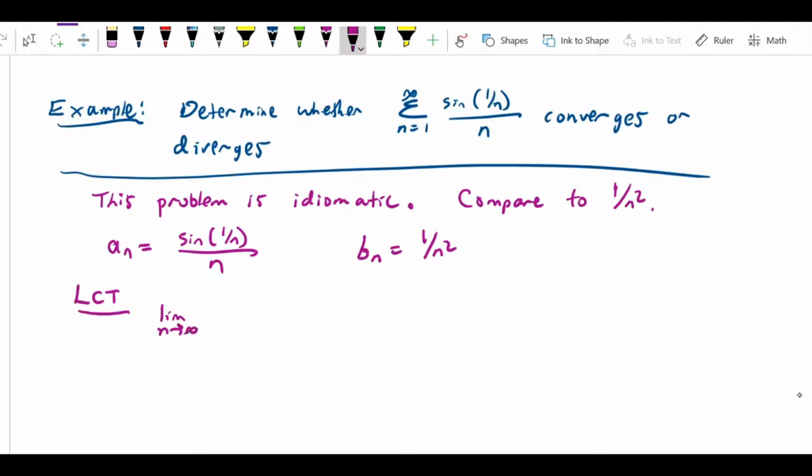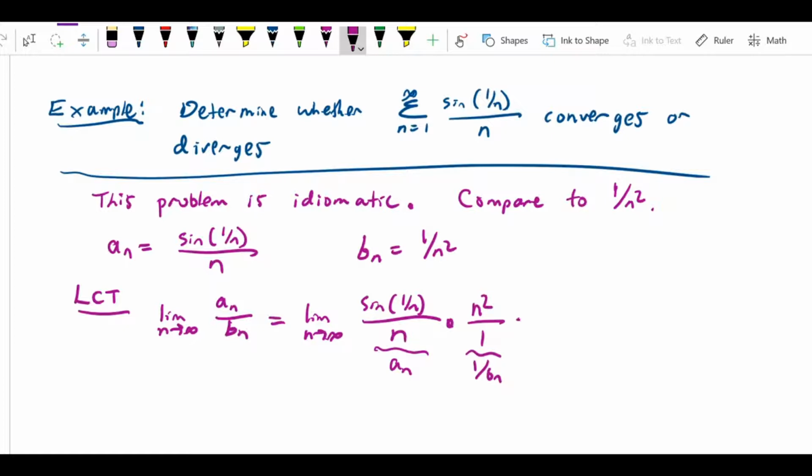We evaluate the limit as n approaches infinity of an over bn, which equals the limit as n approaches infinity of sine 1 over n, that's an, times the reciprocal of bn. So if bn is 1 over n squared, then dividing by bn is like multiplying by n squared over 1. So in other words, this is an, and this is 1 over bn. So this comes out to the limit as n approaches infinity of n squared sine, actually let me just divide through by this. n squared divided by n is just n, so this is going to be n times the sine of 1 over n.